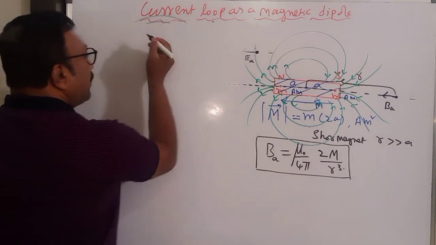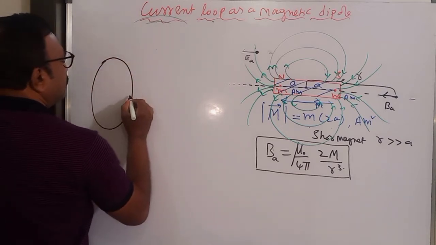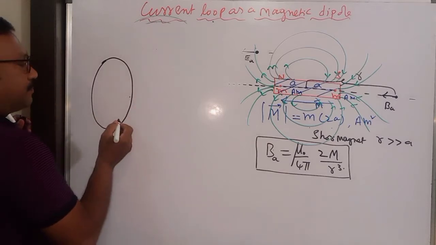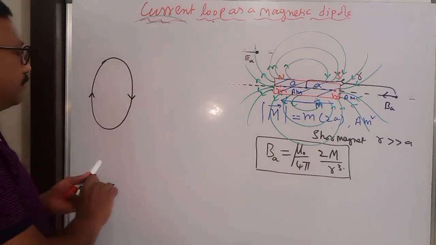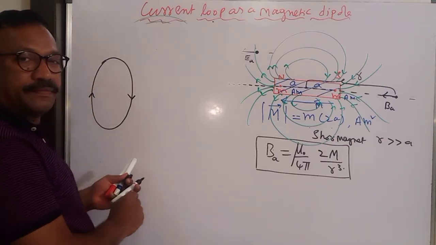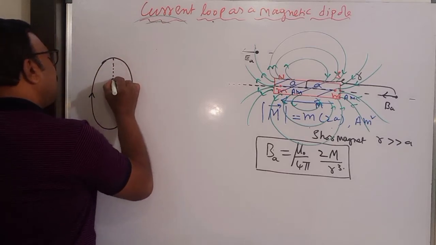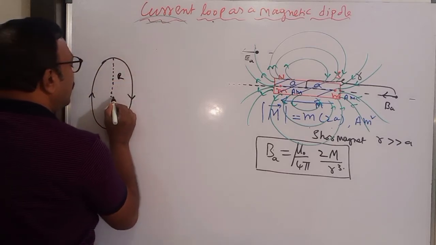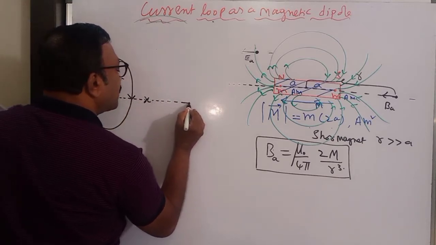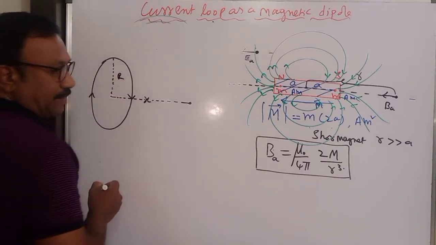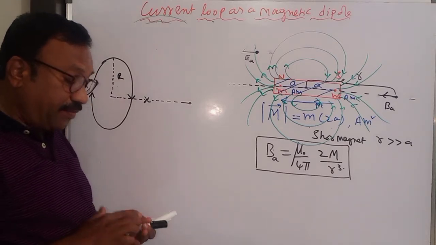So this current loop, for example, I can take a circular loop. The current is flowing like this. This is the radius of the loop. Let me take the radius of the loop as capital R, and on the axis at a distance x from the center, what is the magnetic field? I want the magnetic field here.